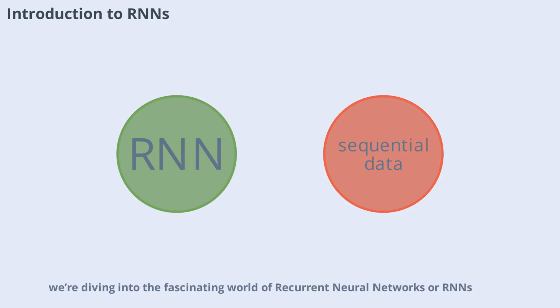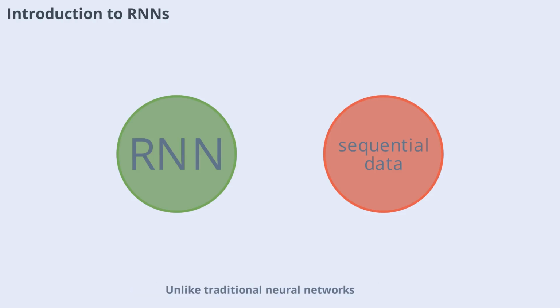Welcome. Today, we're diving into the fascinating world of recurrent neural networks, or RNNs, and their pivotal role in natural language processing, often called NLP. RNNs are a special type of neural network designed to handle sequential data, making them perfect for language-related tasks. Unlike traditional neural networks, RNNs have loops that allow information to persist, which is crucial for understanding context in language. In this video, we'll explore how RNNs work, why they're so effective for NLP, and look at some real-world applications.